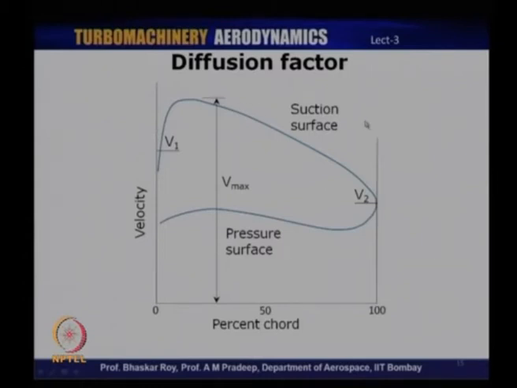So, diffusion factor tells us that beyond a certain level, if you try to increase the diffusion even further, the chances that the blade might stall are quite high. So, diffusion factor would in some sense tell us what are the chances that the blade might stall given a certain value of diffusion factor.